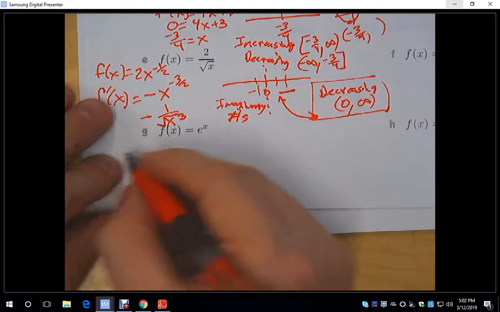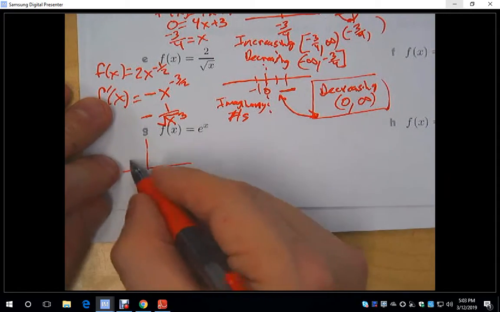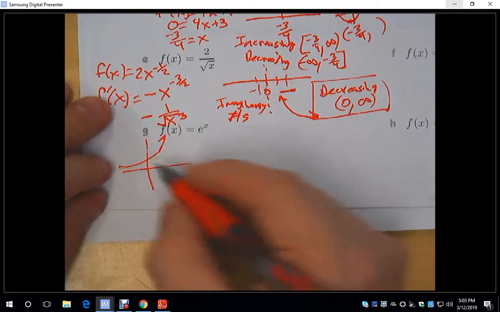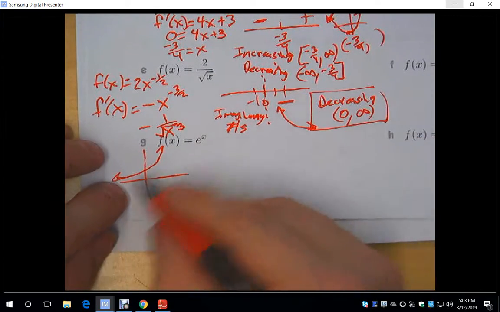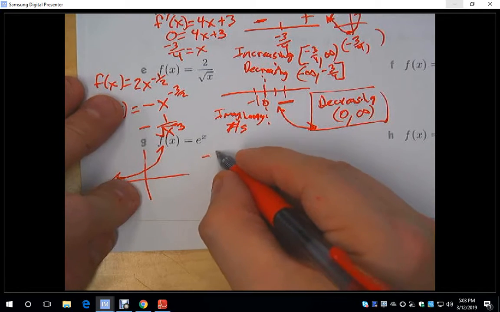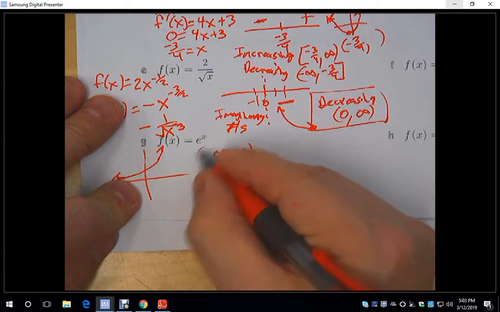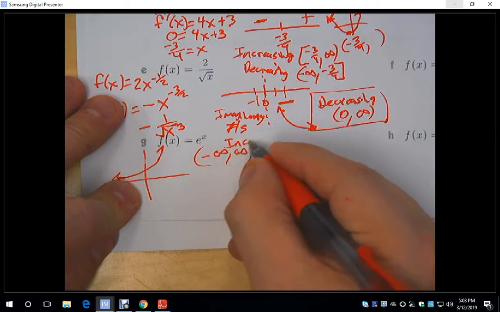I have e to the x. Now that's something you should be able to recognize as well. It's just an exponential graph that looks like this. So we should see that the graph is always going to be increasing from negative infinity all the way to infinity. That the graph is increasing.